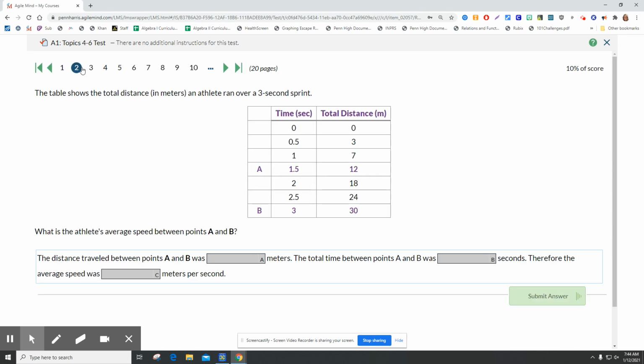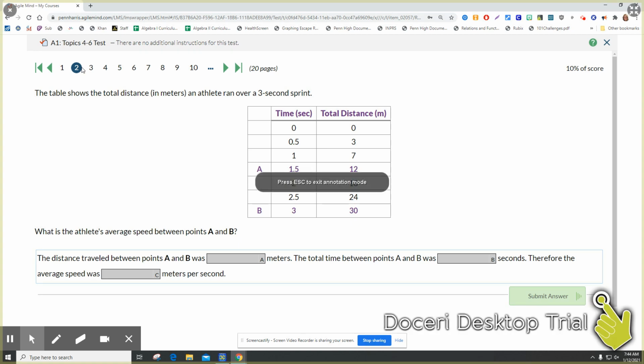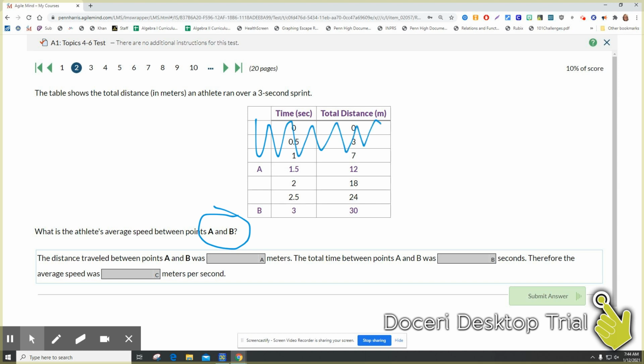So let's take a look at number 2. With number 2 here, it says we have a table that has total distance. So it's starting at 0 and goes up to a total of 3 seconds, and the person ran a total of 30 meters. So they want to know, what is the average speed between points A and B? So with this, guys, the second they say between points A and B, that means that we can ignore all of this up here, and we're going to ignore this in between part. We just want to know this.